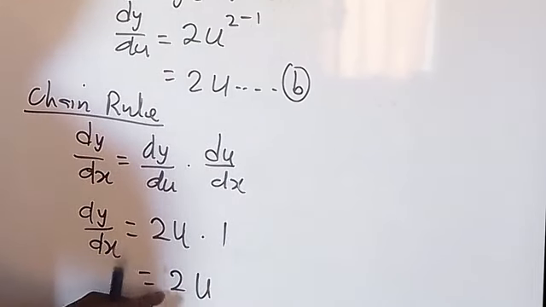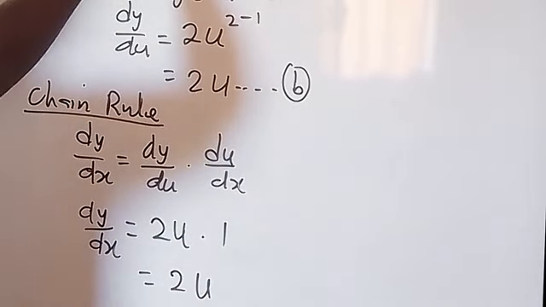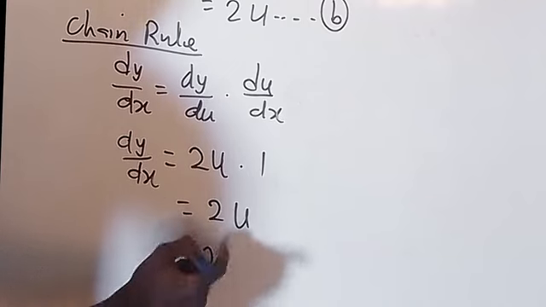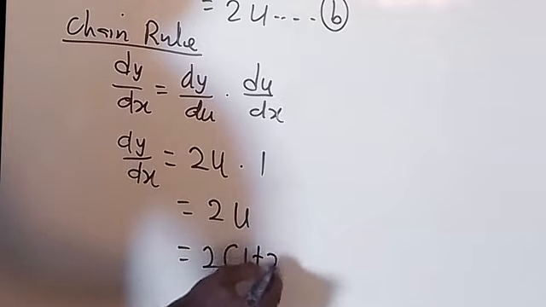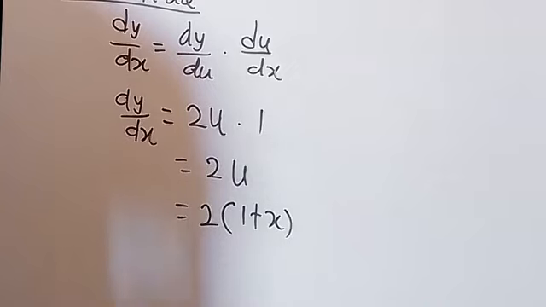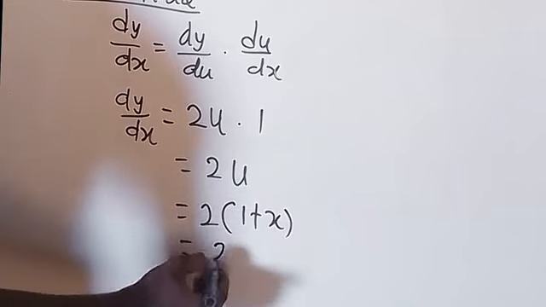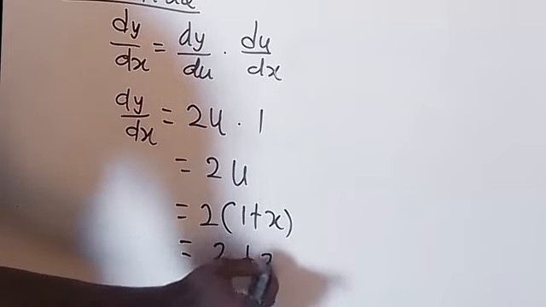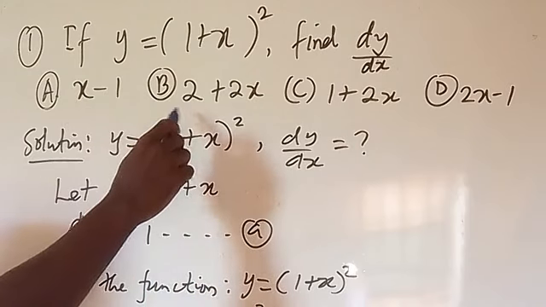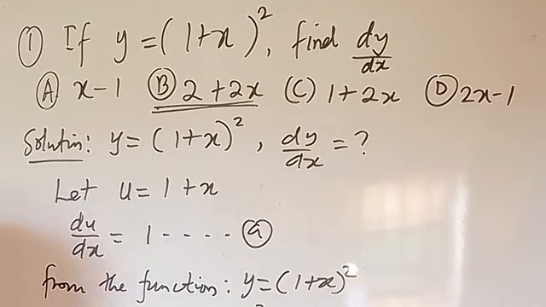Now, this is not where we are going. So we have u here. This u is stated here to be 1 plus x, so we're going to replace it. By replacing the value of u, we're going to have 2 into bracket 1 plus x. And this can also be simplified by multiplying the 2 by what you have here. 2 times 1, we have 2, plus 2 times x, we have 2x. Now looking at the options up here, we can see that option B is the solution, which is 2 plus 2x.